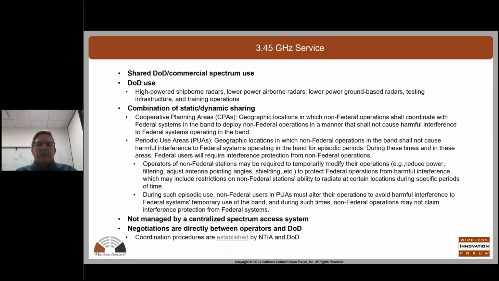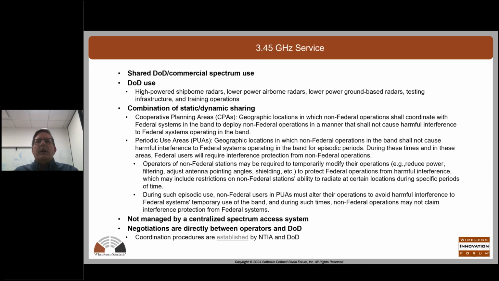The way the 3.45 gigahertz service protects the DoD is different from CBRS. There's no central spectrum access system that operates. Instead, they've defined what are called cooperative planning areas and periodic use areas. The cooperative planning areas are geographic areas where before a 3.45 gigahertz licensee puts up a base station, they need to coordinate with the DoD to make sure their base stations won't interfere with any DoD activities in the band. So it's more of a one-on-one pre-coordination.